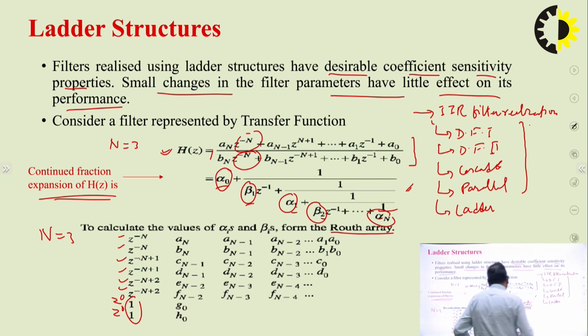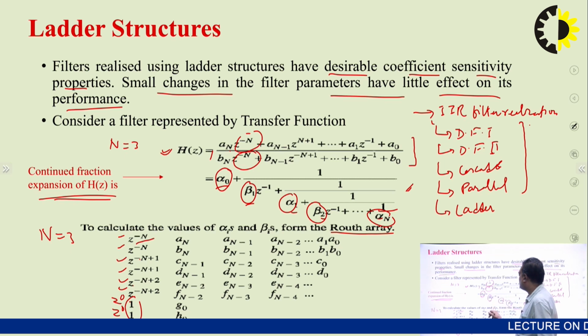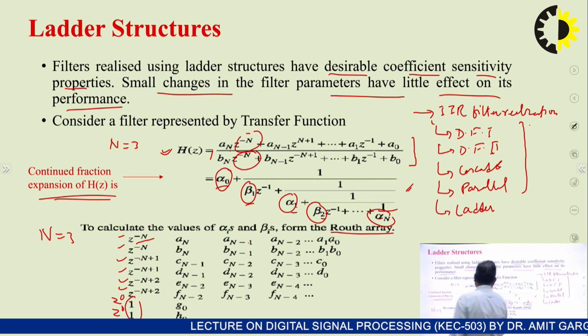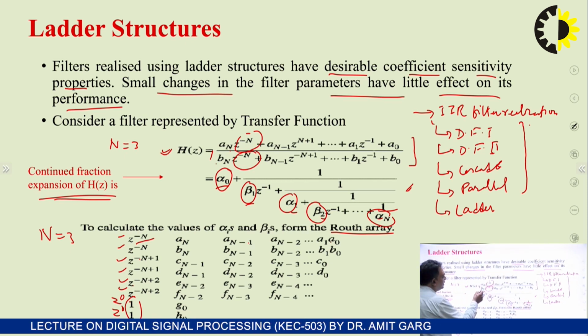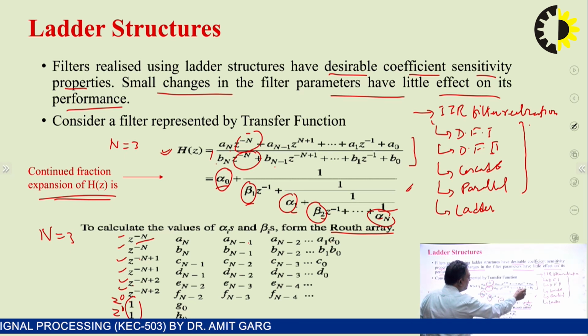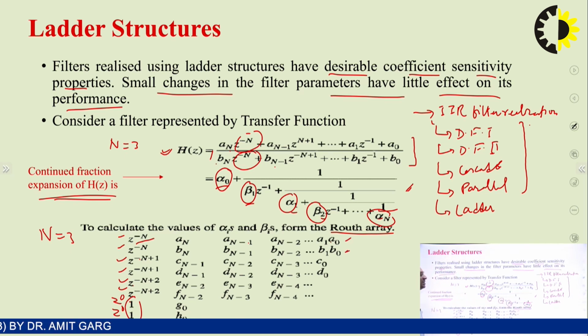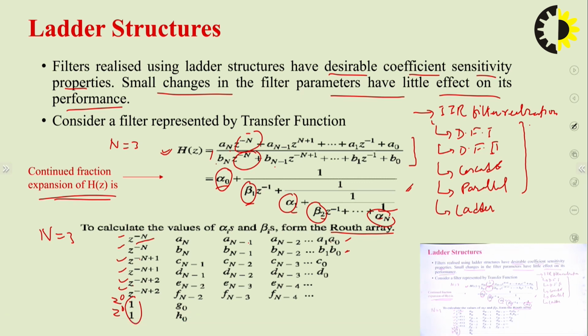And now how will we make the Routh array? As per this, we will take the first row of the numerator. You can see the coefficients are an minus 1, an minus 2 up to a naught. For the denominator the coefficients are bn minus 1 up to b1 and b naught. So these are the initial two rows of the Routh array that can be obtained from the given transfer function. Once you have these first two rows, we can calculate all the other coefficient values.